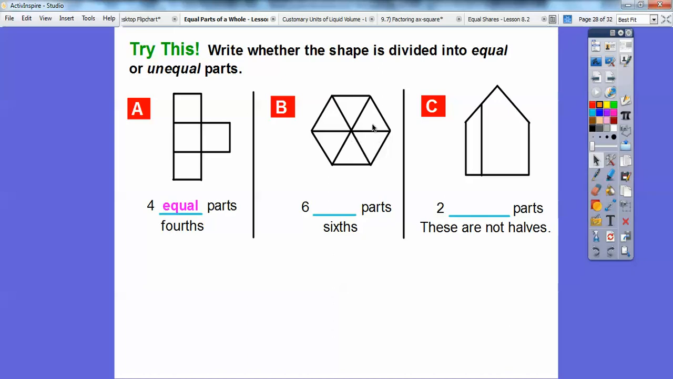Here we have 6 parts. Does it look like this triangle and this triangle and all these triangles are equal? I'd say definitely. Those look equal also. How about here? We divided this figure up into 2 pieces. Do these 2 look equal? No, they don't look equal. This side looks much smaller than this side right here. We have to go right down the middle to make them equal. So these ones are unequal.